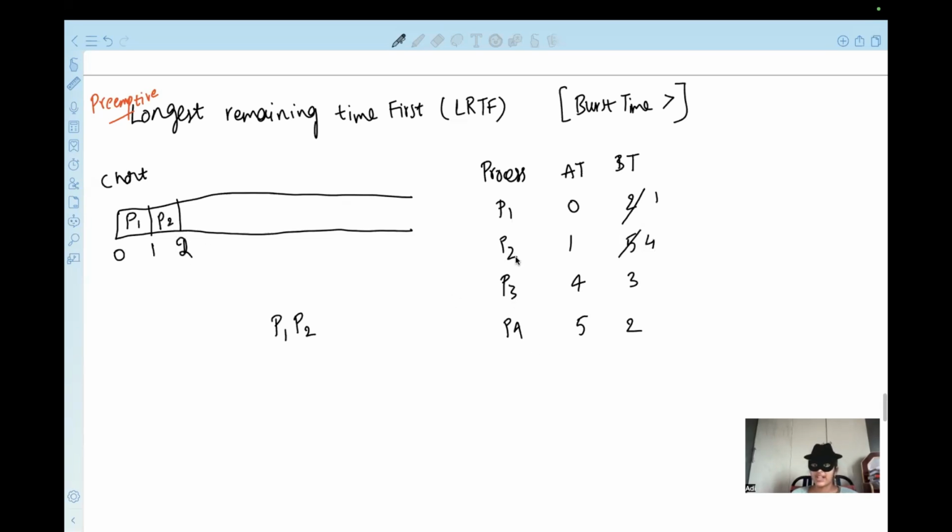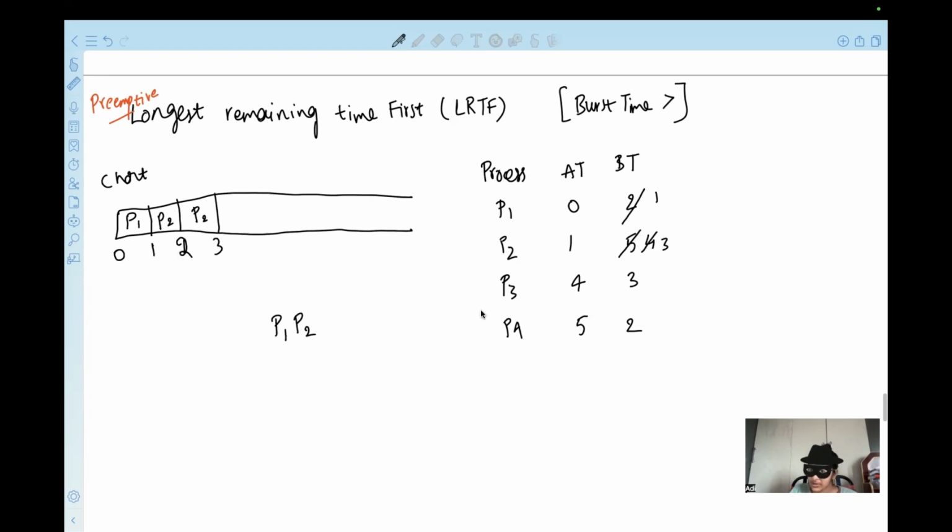So 1 unit of time means 1 plus 1 is 2. At 2, is there any process coming? No. Only P1 and P2 are there in the ready queue. So now you see which burst time is more among these two processes. P2. So again we'll write P2, and its burst time will become 3, and we are using 1 unit of time, so 2 plus 1 is 3.